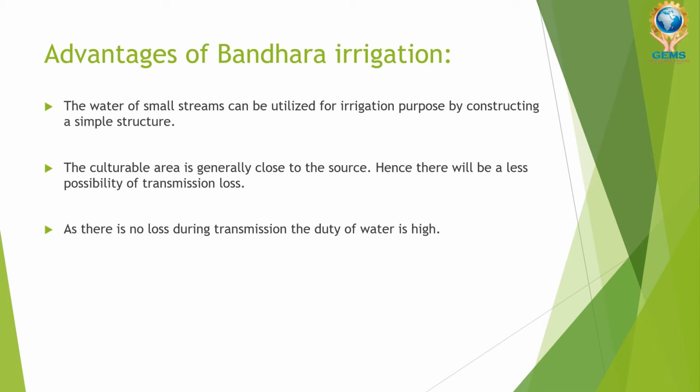The culturable area is generally close to the source. That means the cultivation area should be close to the irrigating portion, so that there will be less possibility of loss of water through the bunds. As there is no loss during transmission, the duty of water is high. Actually, this means there will be minimum loss of water during the transmission of water which is passing from the mountains. This is an important point, kindly make note of this.